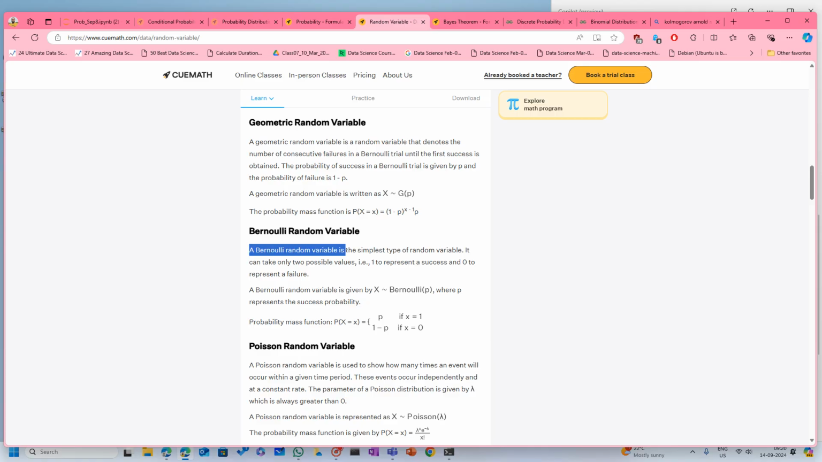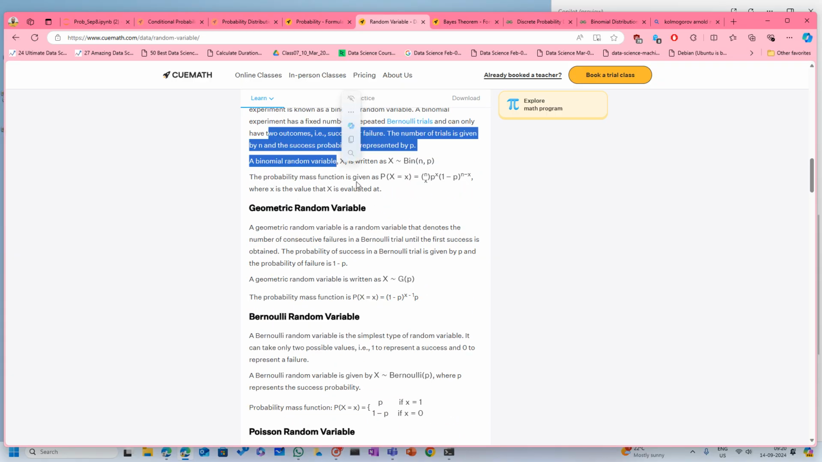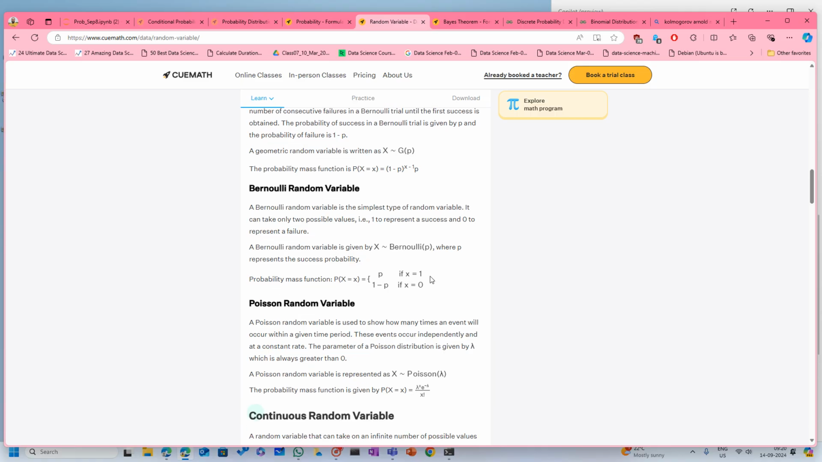Now, a Bernoulli random variable is the simplest type. Here also it can take two possible values, one to represent a success and zero to represent a failure. It is very similar to binomial distribution, but the probability mass function is very simplistic. For example, if you get 1, you can directly calculate the probability with p, and if you get a 0 you can subtract the probability from 1, which is straightforward.